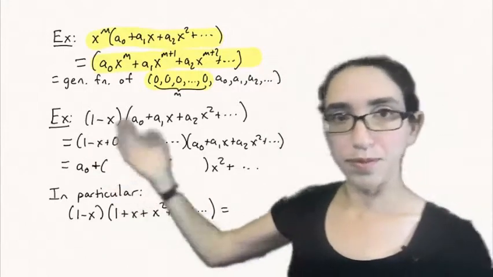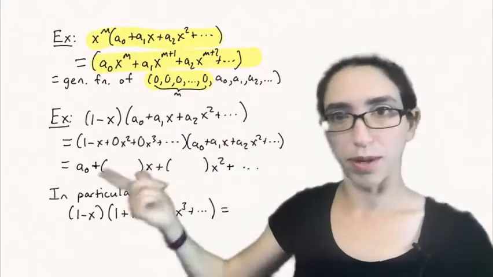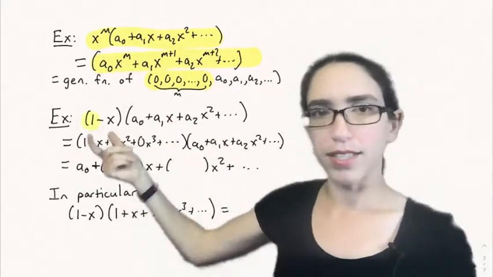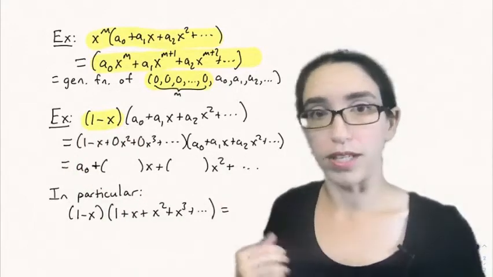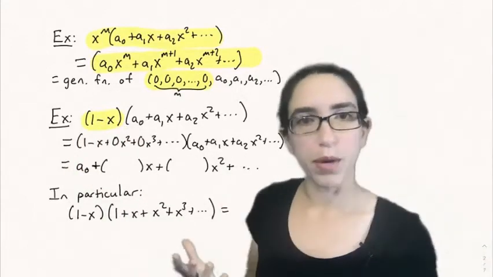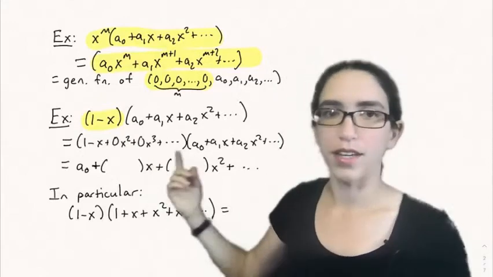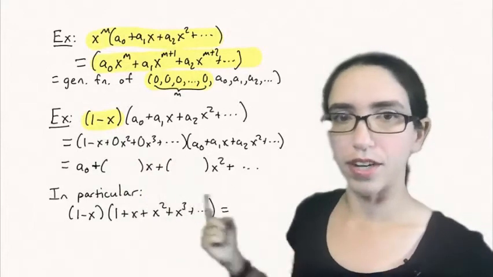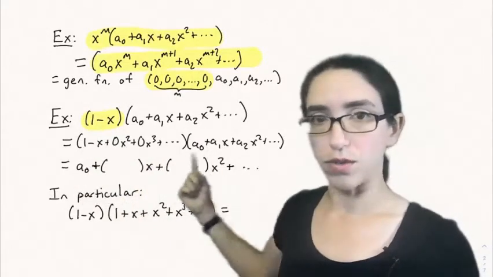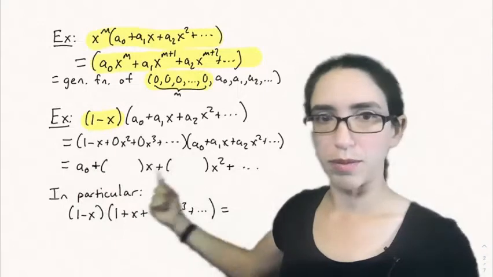Let's look at another example. Instead of multiplying by x to the m, let's multiply by a slightly more complicated polynomial, 1 minus x. So it's not just a monomial anymore. What does multiplying by 1 minus x do? Well, again, thinking of 1 minus x as 1 minus x plus 0x squared plus 0x cubed, etc., we see that using the convolution formula, the first term is 1 times a0.